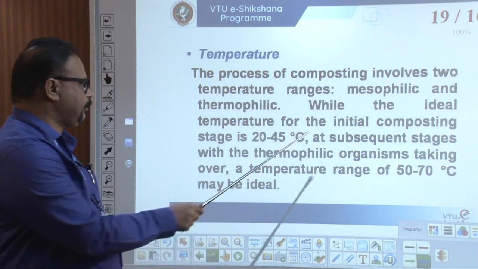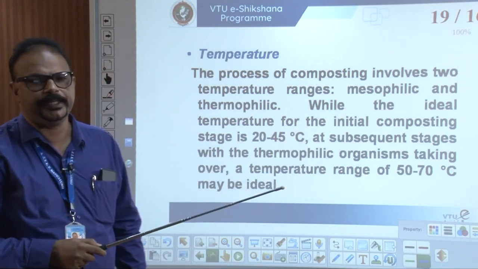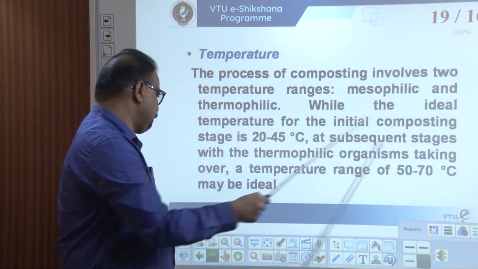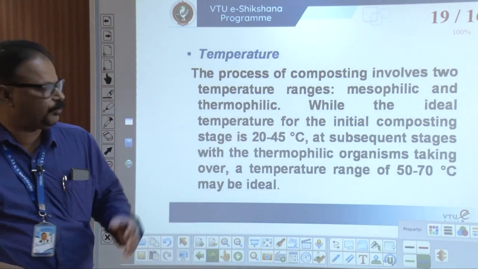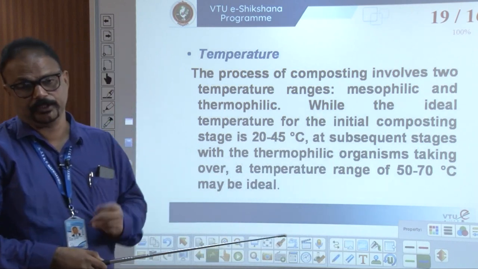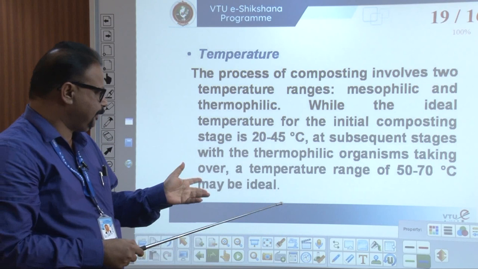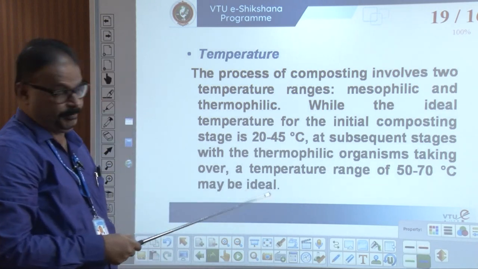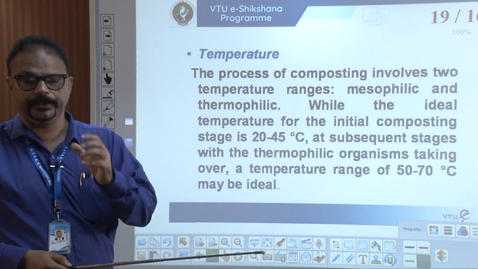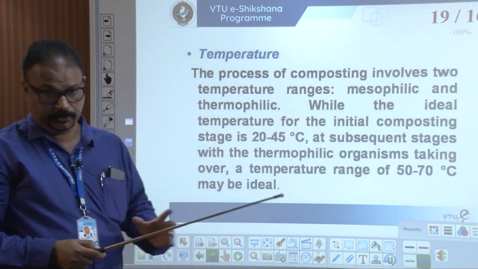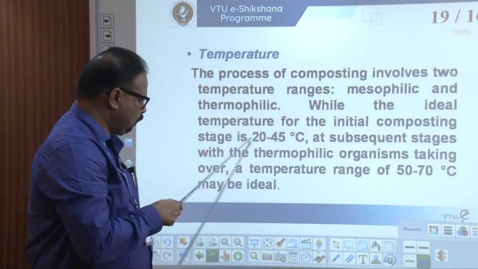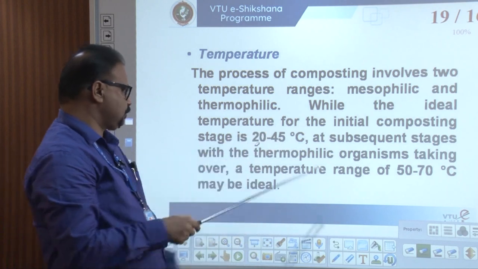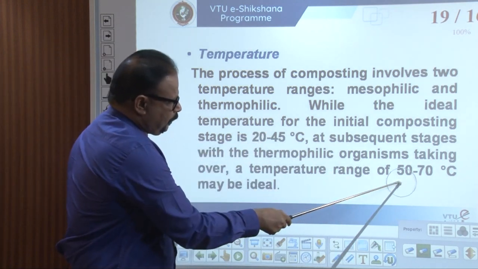This mesophilic initial stage is 20 to 45 degrees Celsius. Then the thermophilic organisms take over. They need this temperature for growth. The thermophilic range is about 50 to 70 degrees, which may be ideal. Two temperature ranges are needed for these microorganisms: mesophilic, 25 to 45, and thermophilic, 50 to 70.